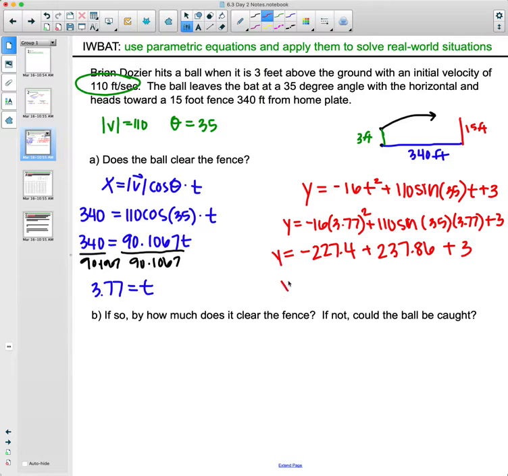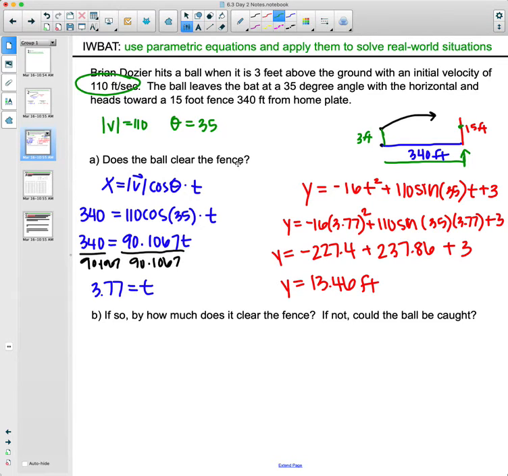And you get that the height of this ball after 3.77 seconds is 13.46 feet. Okay, so what this means is once the ball got to this spot horizontally, once it got to 340 feet right here, the ball is at 13 feet. The height of the ball after 340 horizontal movement is at 13 and a half feet.